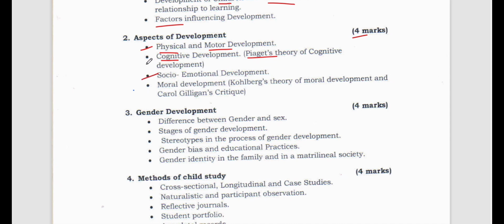Now socio-emotional development. How is social development taking place? How is emotional development taking place in children? That also we need to study. Then we need to study moral development by which psychologist? Kohlberg's theory of moral development and Carol Gilligan's critique we need to study.